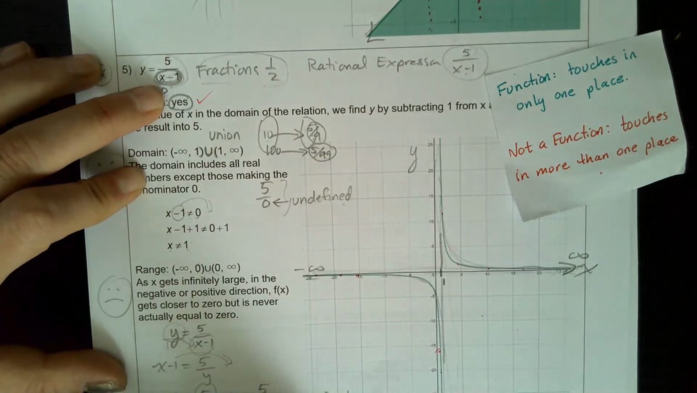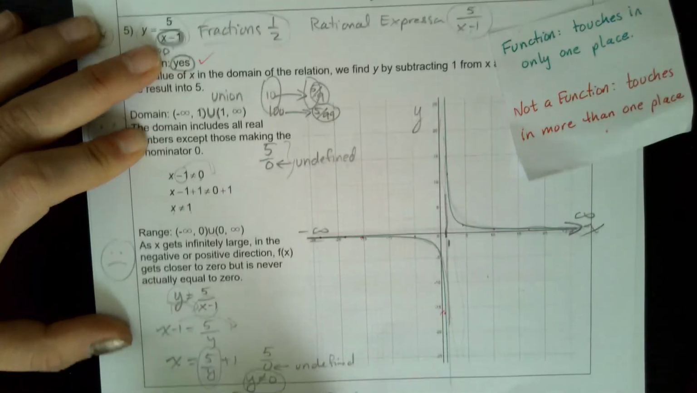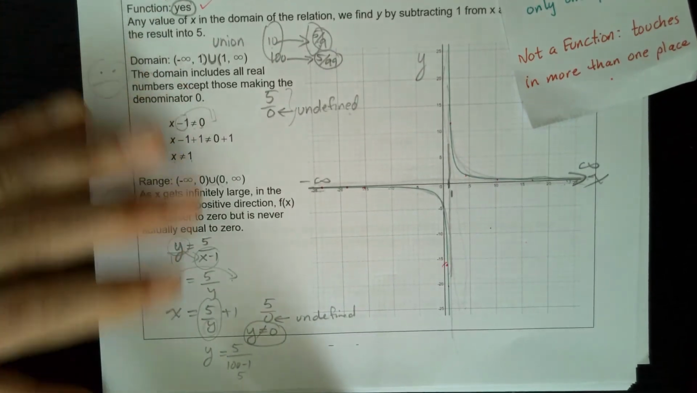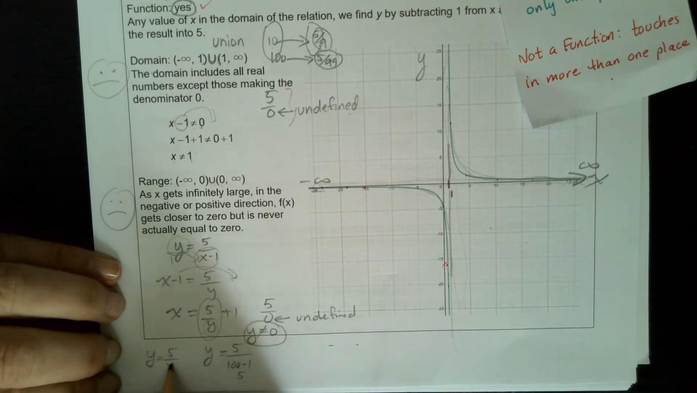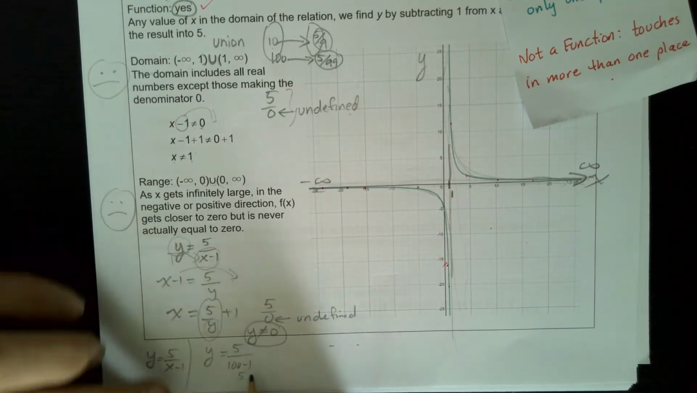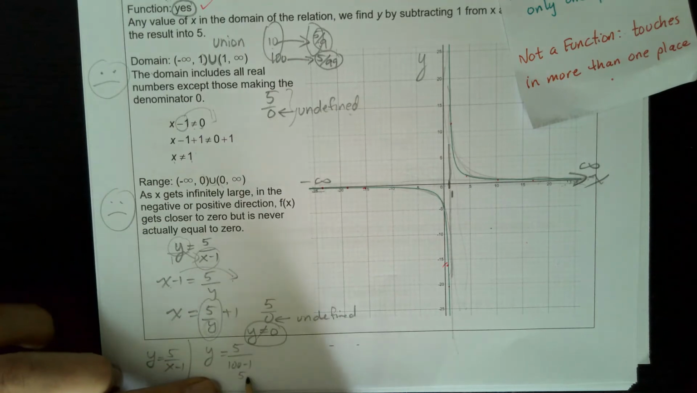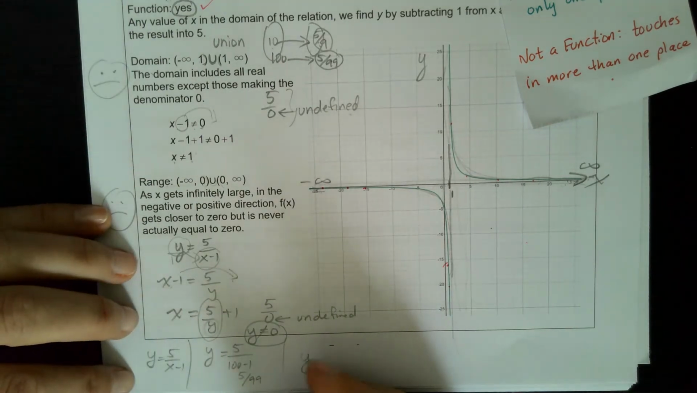So let's put 100 in there. Y equals 5 over 100 minus 1. Well, that's 5 over, you can't see what I'm writing. So I'm putting 100 in for x. Y equals 5 over x minus 1. So there's my equation. I put 100 in there. So y equals 5 over 99. That's a small number. Let's do it again.